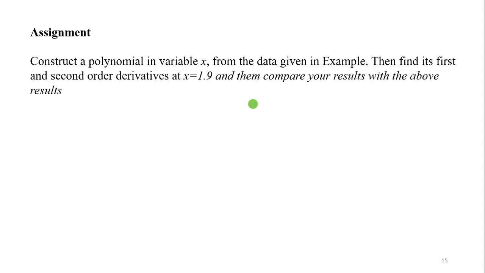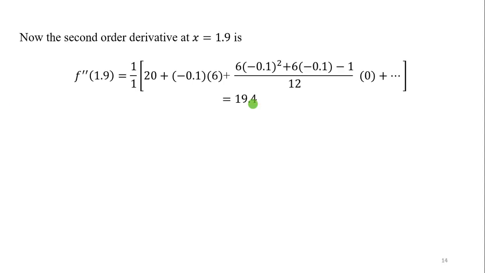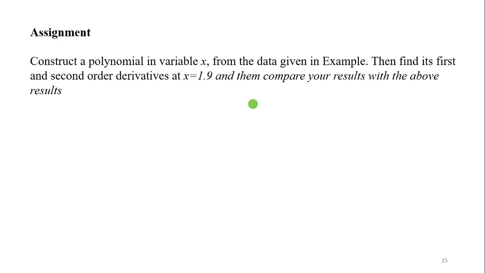So now you have an assignment. You will construct a polynomial in variable x by using the same data given in example 1, and then you will find its first and second order derivative at point 1.9, and then you will compare your results with our previous results. So these are the results, so you will compare your results with these results.